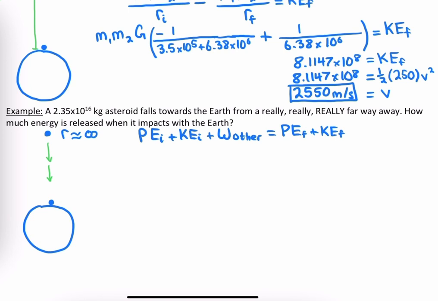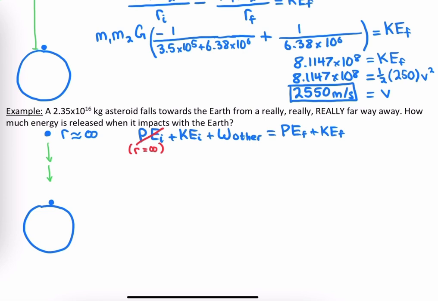Okay, let's see if anything is zero. Because we start really far away, at R approximately equal to infinity, we do have zero initial potential energy. Potential energy initial is zero because R equals infinity. What else do we have?